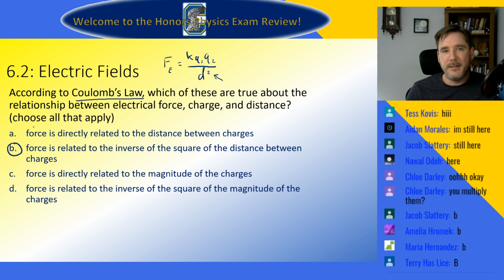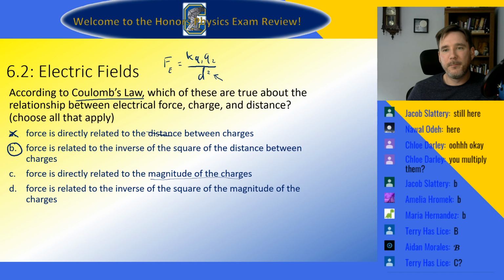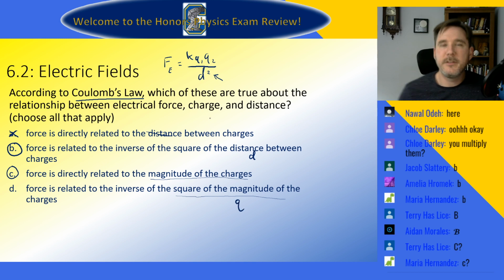All right, it is not A because we're talking about distance. What about the magnitude of the charges? Square the magnitude of the charges. Yeah, it is also C. So this is going to be the distance, which is the squared one. The magnitude of the charges is going to be another way of saying Q.